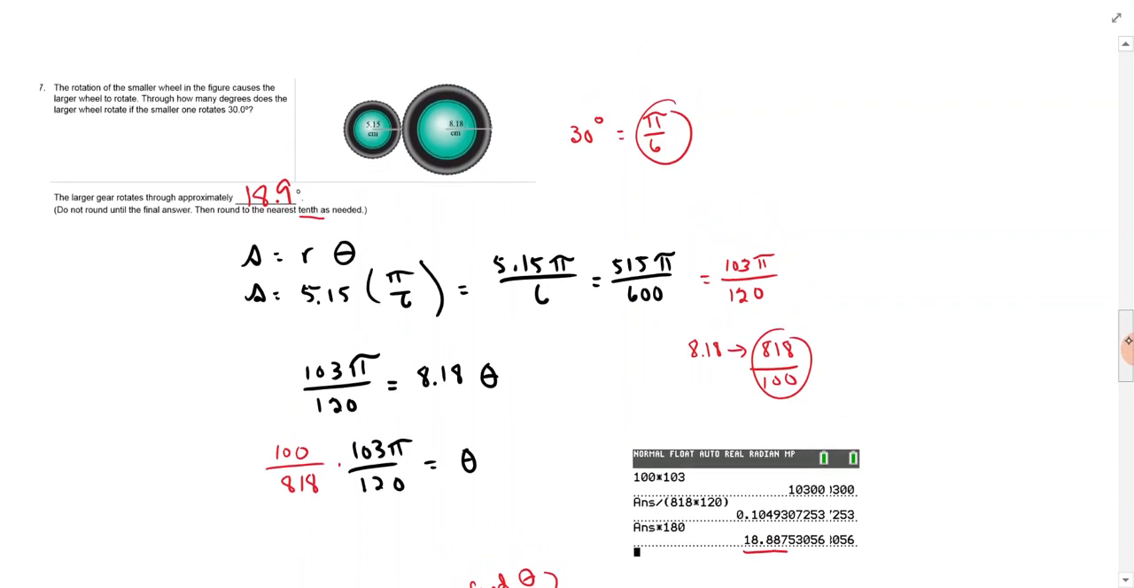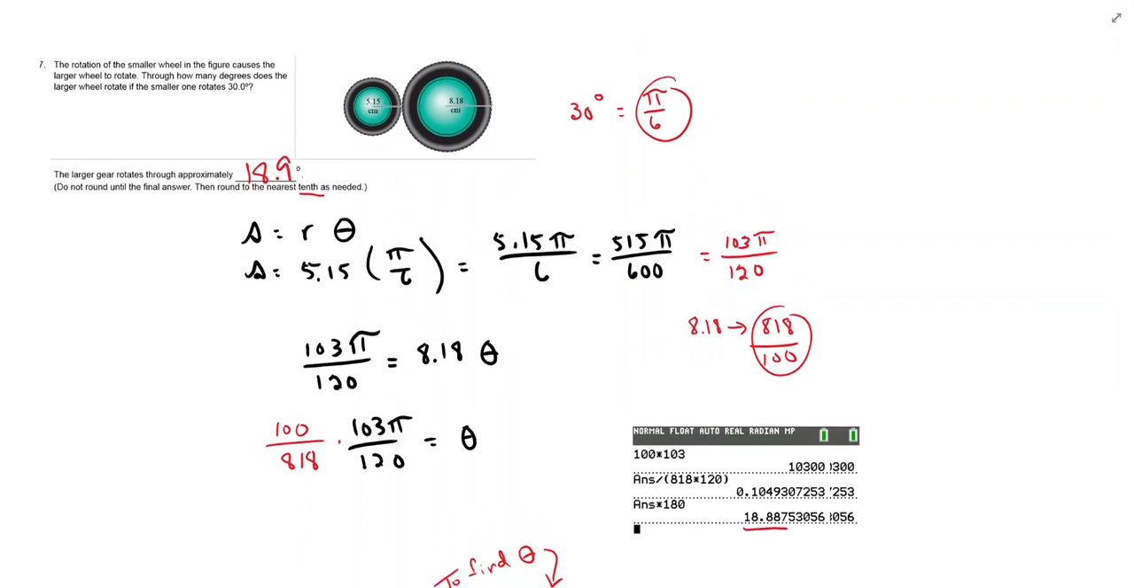Here is another one. For this one, we have the same idea. The smaller one rotates through 30 degrees. That's pi over 6. So 5.15 times pi over 6. We need to get rid of the decimal, so we're going to multiply by 100 on top and bottom. We get 515 pi up here and 600 down here. You can reduce, and you get 103 pi over 120.